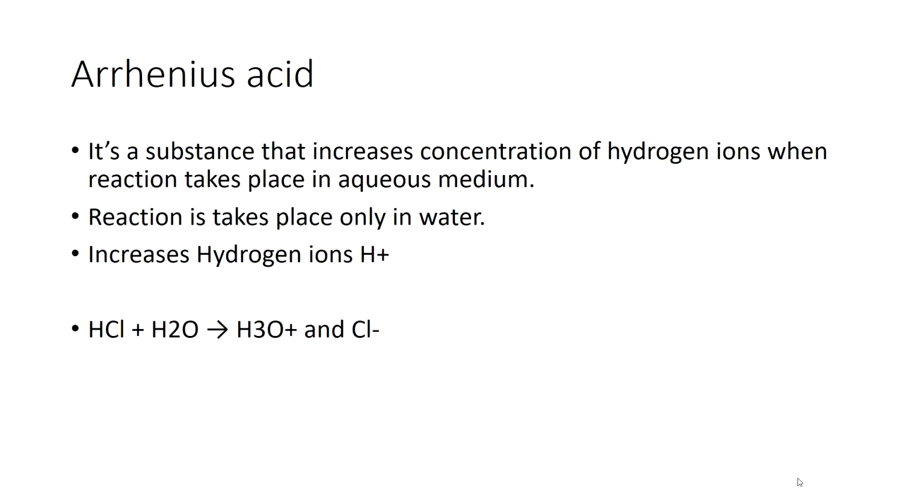An acid, according to Arrhenius, is a substance that increases the concentration of hydrogen ions when the reaction takes place in an aqueous medium, right? So what that basically means is that you need to have this reaction taking place in an aqueous medium or in water. So the reaction takes place in water, and in the process there must be an increase of hydrogen ions, sometimes called protons, right?